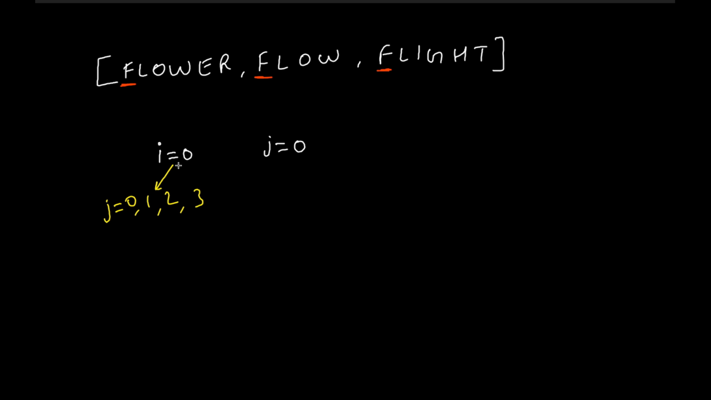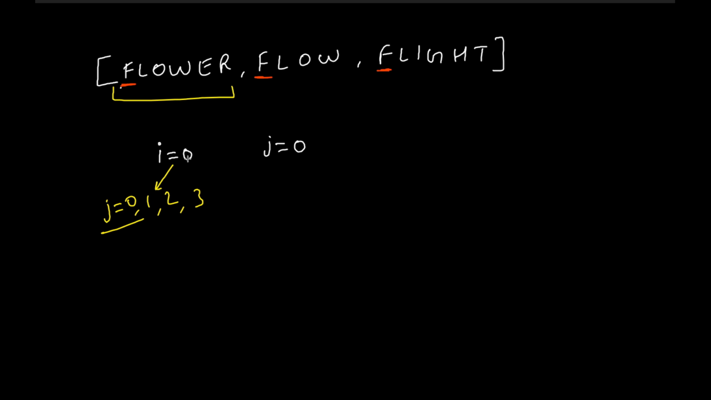So when i is 0, that means the first character, let's say we check for j 0. And j represents the current string. For example, when j is 0, that means we are at this element, which is flower. And when j is 1, we are at flow. And when j is 2, then we are at flight, which is the second index element of the array.